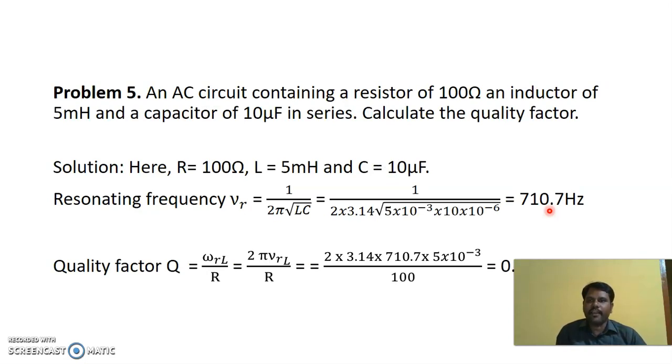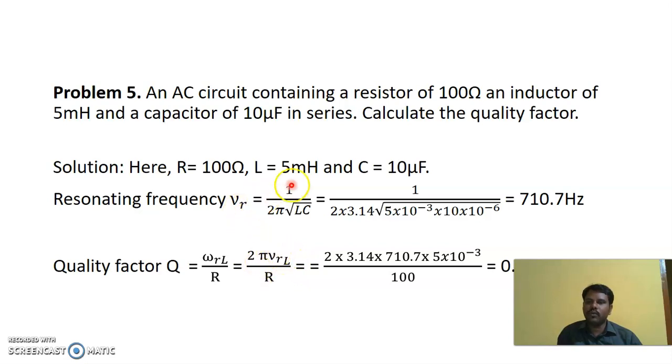Problem number 5. An AC circuit containing a resistor of 100 ohm, an inductor of 5 millihenry and a capacitor of 10 microfarad connected in series, calculate the quality factor. We know that the quality factor is given by Q is equal to omega R L over capital R. Omega R, which is 2 pi nu R, into L over R. We don't know nu R. So first let's find nu R.